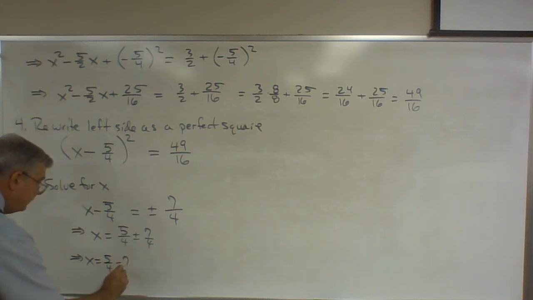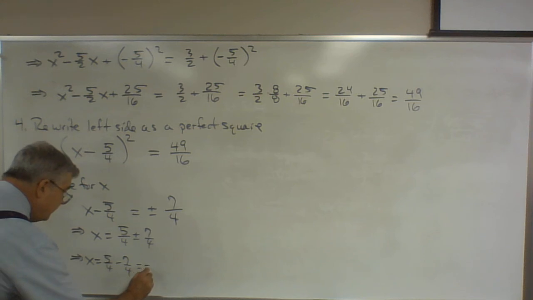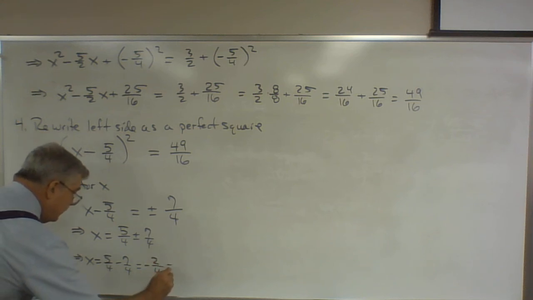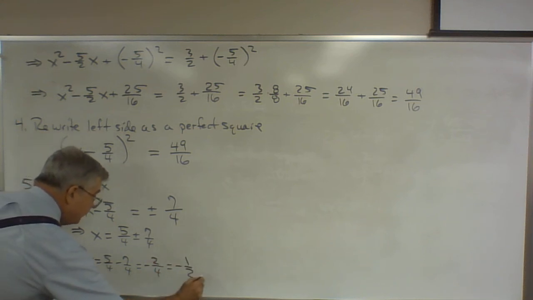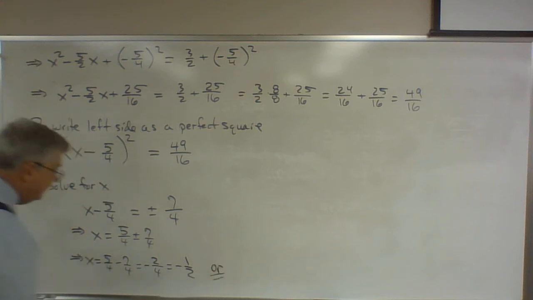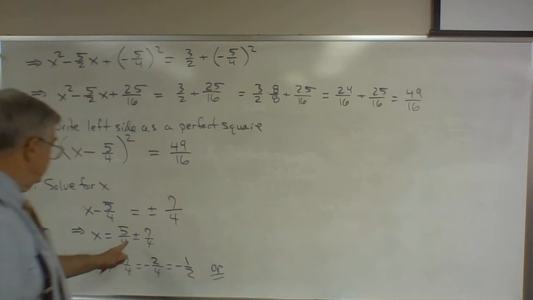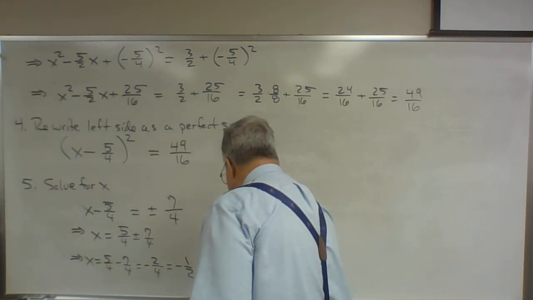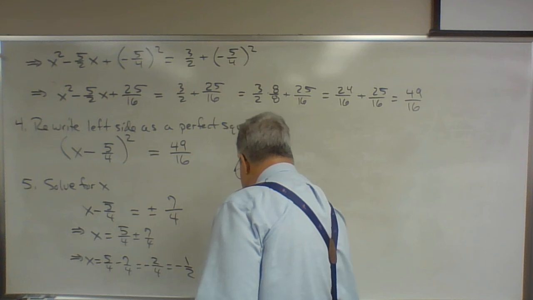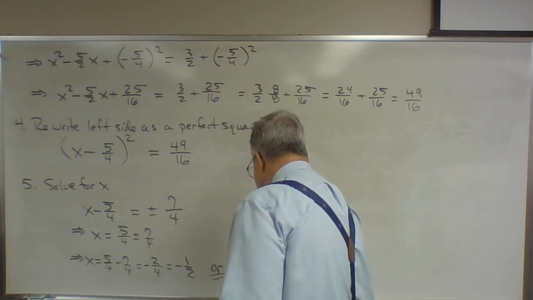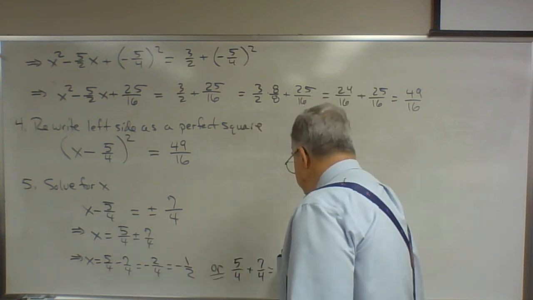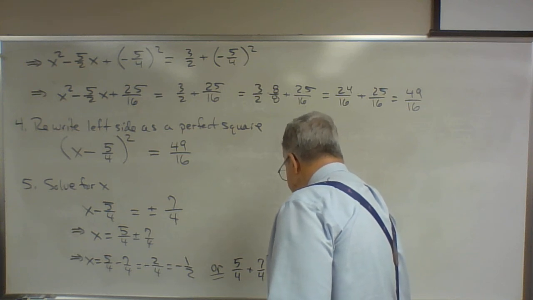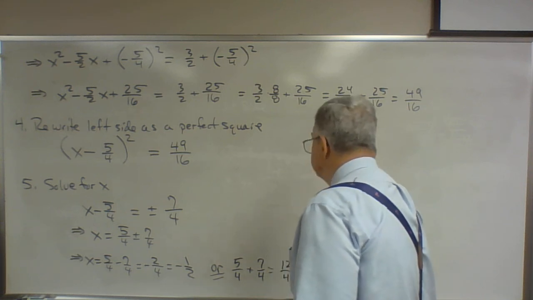Five-fourths minus 7/4, and that's what, -2/4, which equals -1/2. So that's one solution. And we also get 5/4 plus 7/4, which equals 12/4, which equals 3.